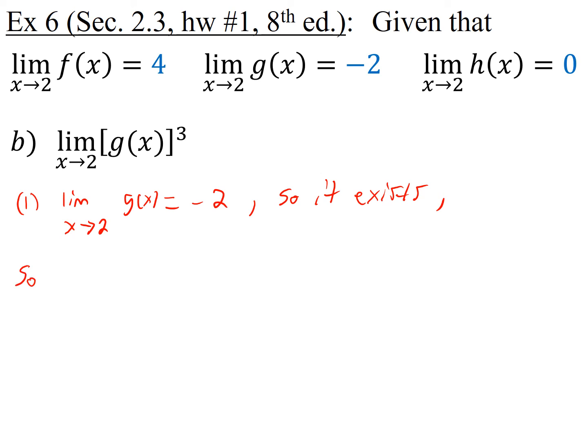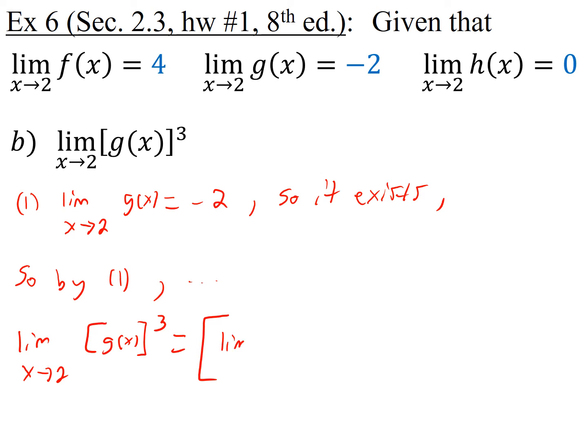So we can do the problem now. Because of the fact that the limit of g exists, we could do the problem. I'll write down the question now. Limit as x goes to 2 of g of x cubed. The limit law says you can put the limit inside the bracket. So bracket first. Limit as x goes to 2 of g of x, cubed.